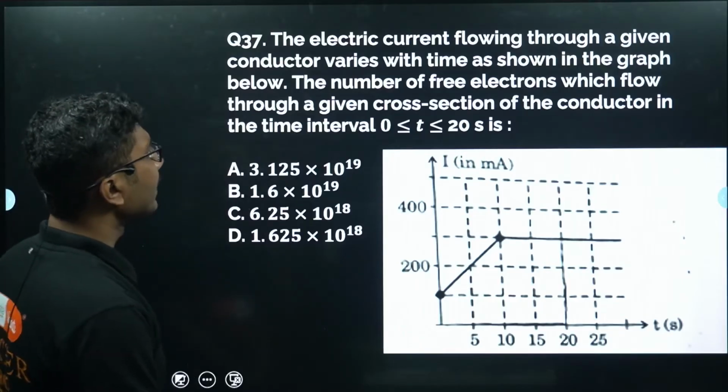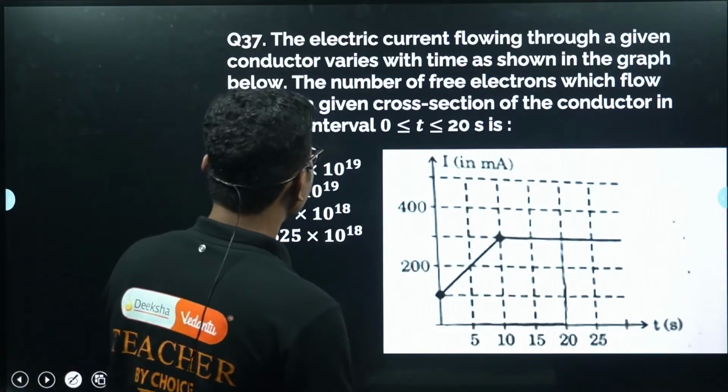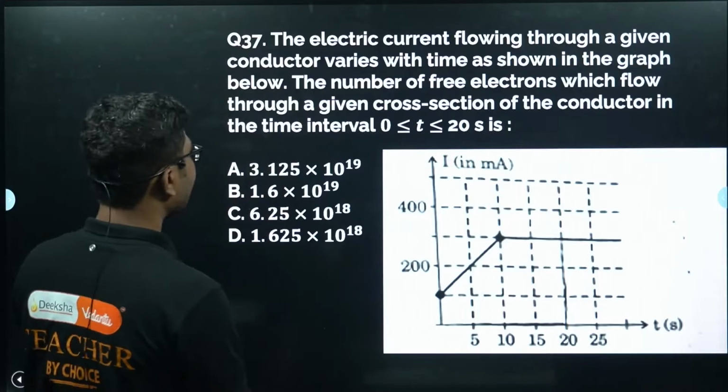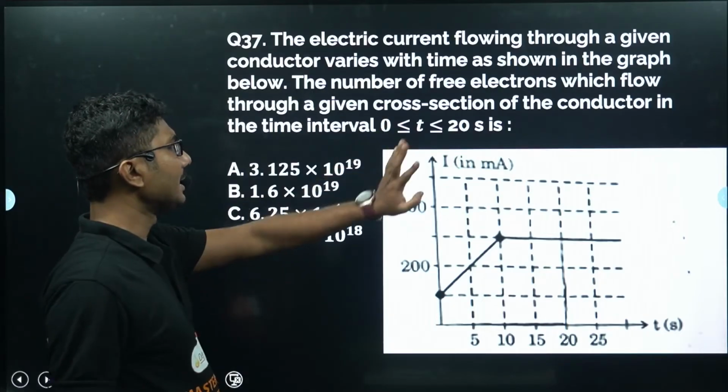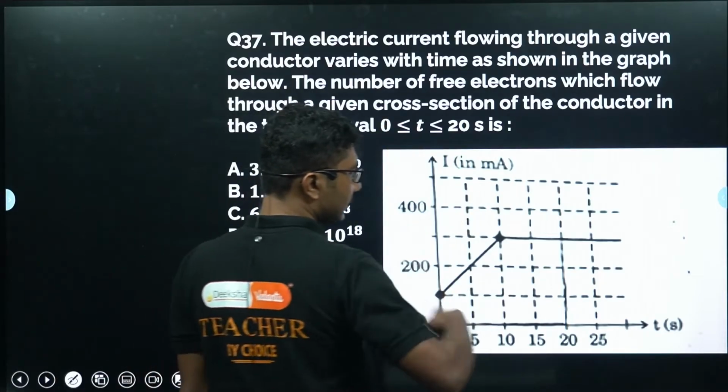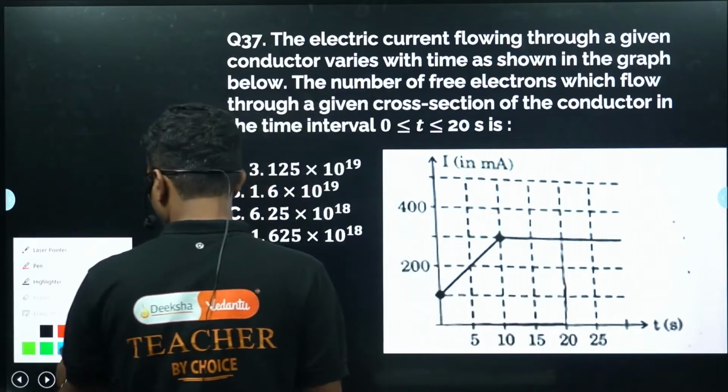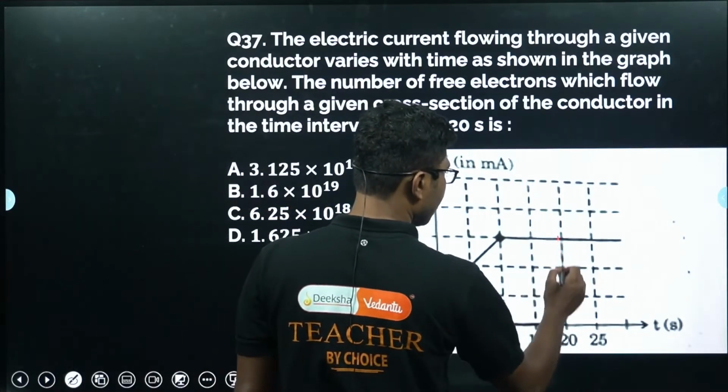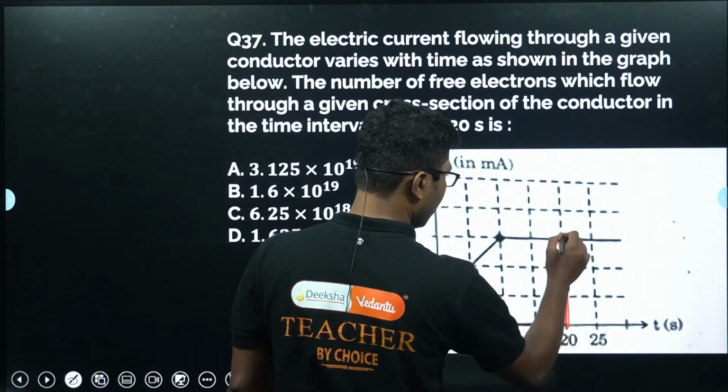The number of free electrons which flow through the given cross section of the conductor at time 0 less than t less than 20 seconds. So basically the circuit is given and they have asked you to find the total number of charges flowing through this till this point.